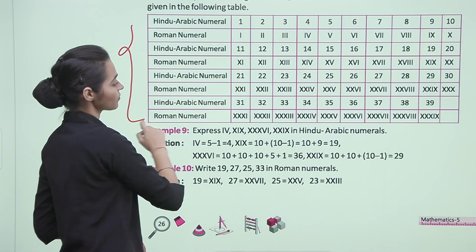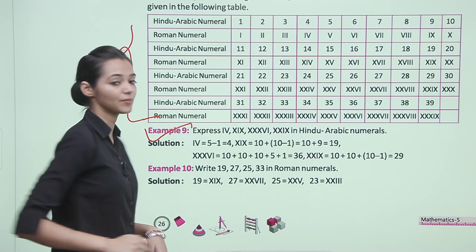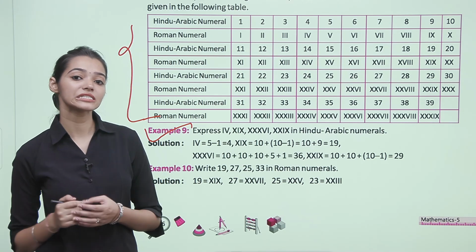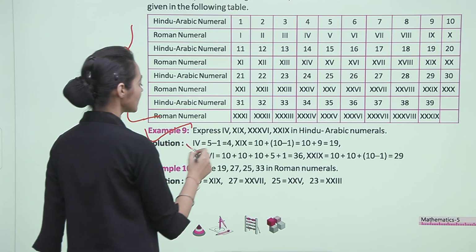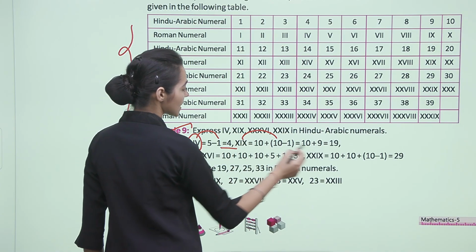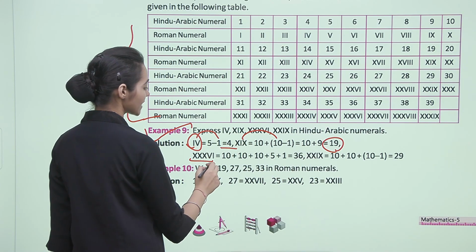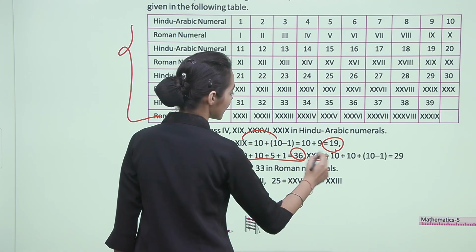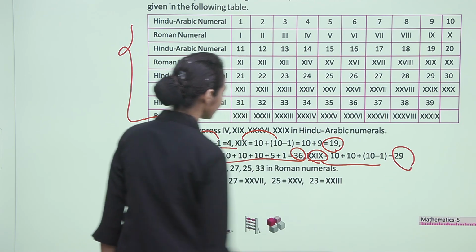Here are our Roman numerals from 1 to 39. Now let's look at example number 9. We have to express these in Hindu-Arabic numerals. Now IV can be written as 5 minus 1, that is 4. This can be written as 19. Triple X VI can be written as 36. Double X IX can be written as 29.